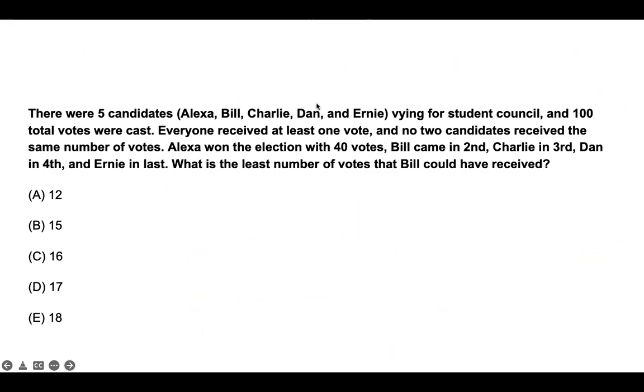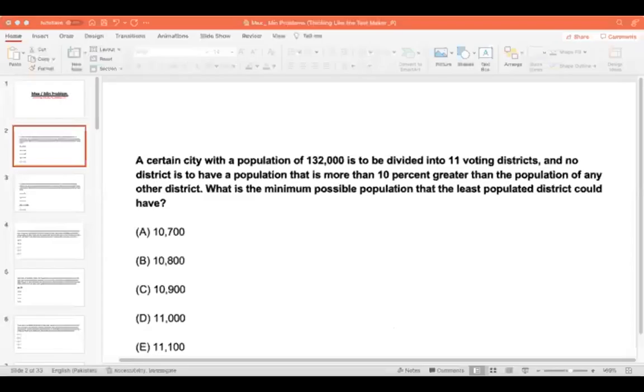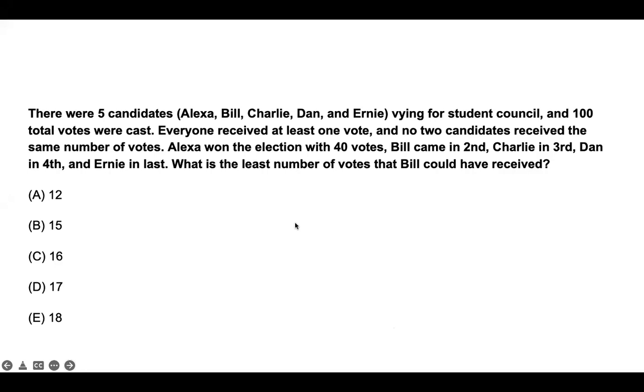This is exactly the same question as the older one, with only one difference: we need to find the least number of votes for the bill. In the last question, we found the maximum number of votes. So again, we have 5 of these, and they add up to 100. I'm just abbreviating the 5 names as A, B, C, D, E, with A having the highest number of votes and E the lowest, as mentioned in the question.